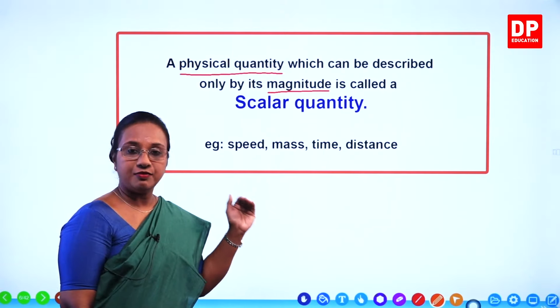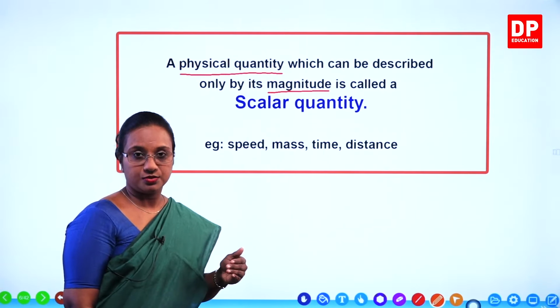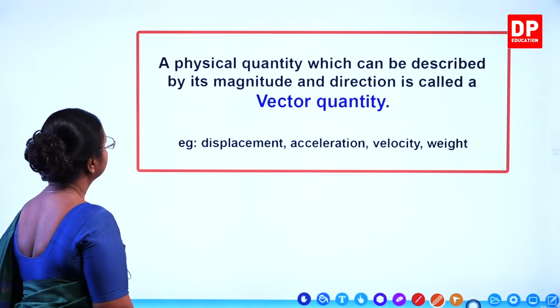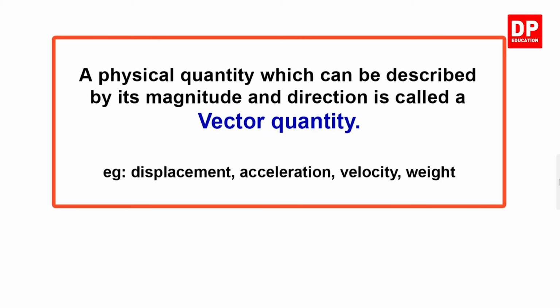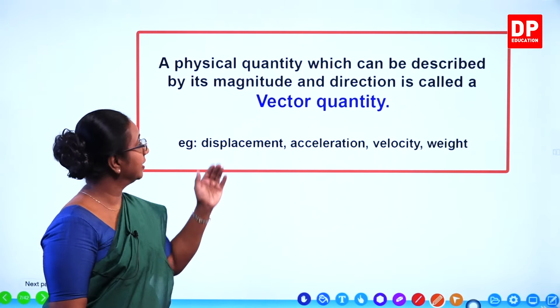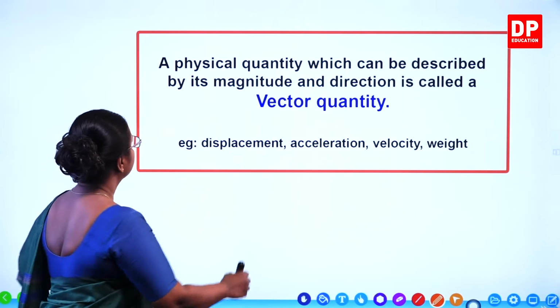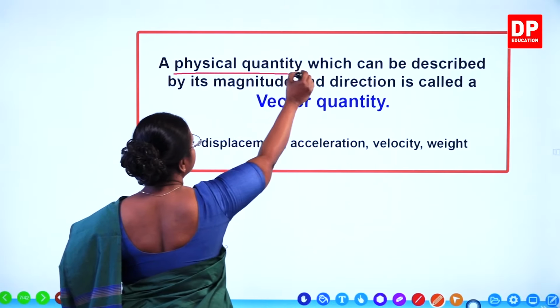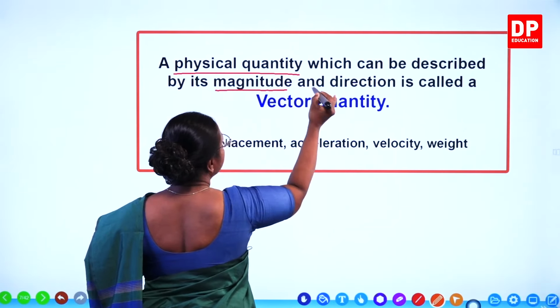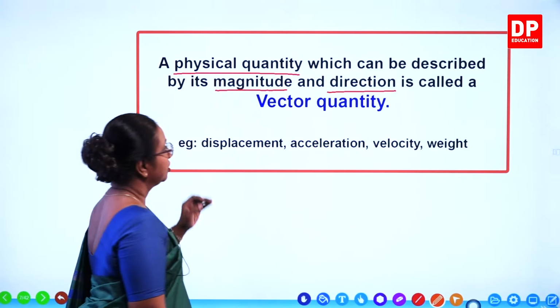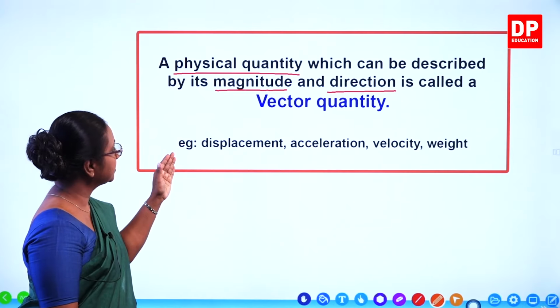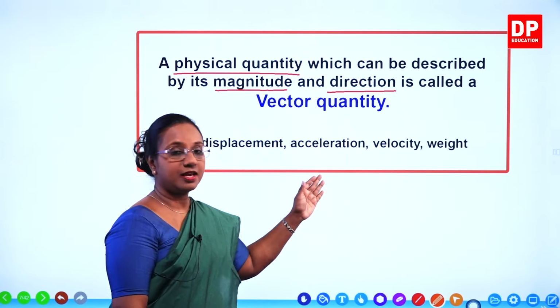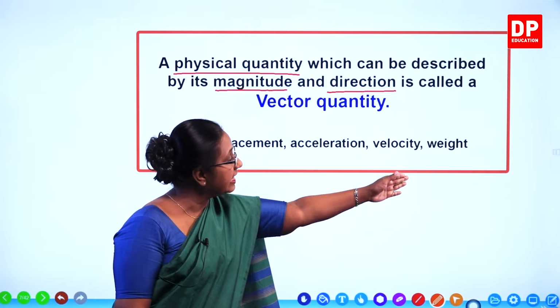Similarly, we can define vector quantities also. So again, a physical quantity which can be described by its magnitude and direction is called a vector quantity. So here again, a physical quantity, it has a magnitude and a direction. So this is called a vector quantity. And the examples are displacement, acceleration, velocity and weight.